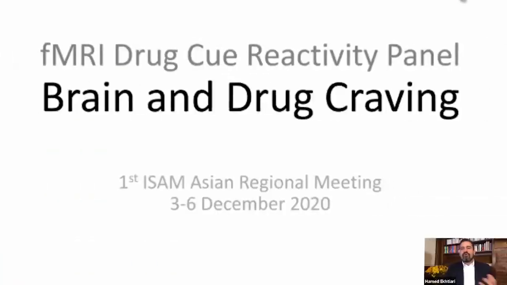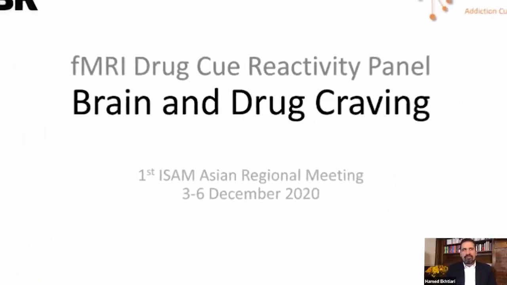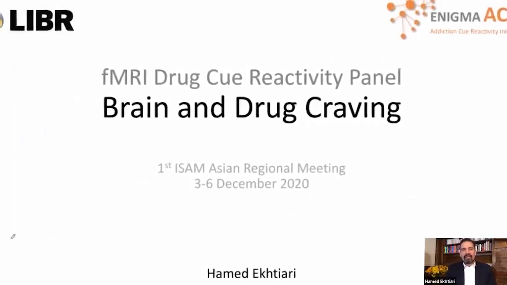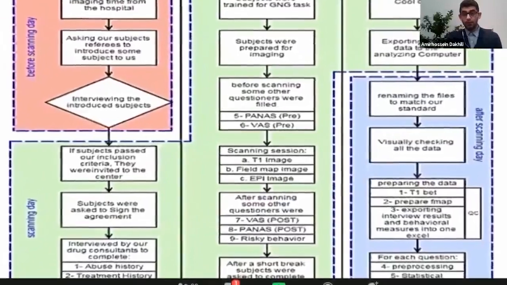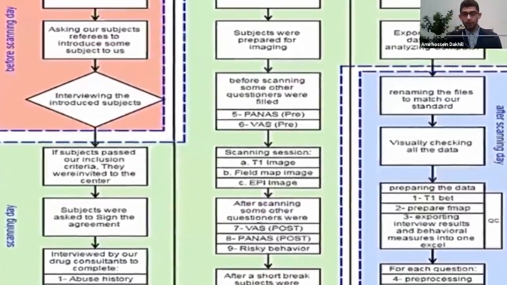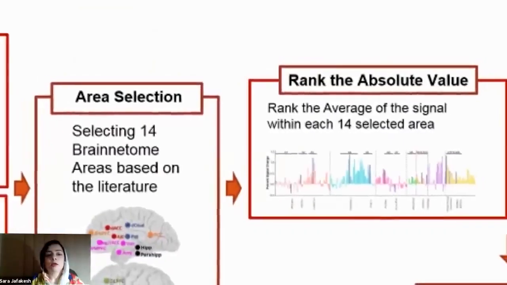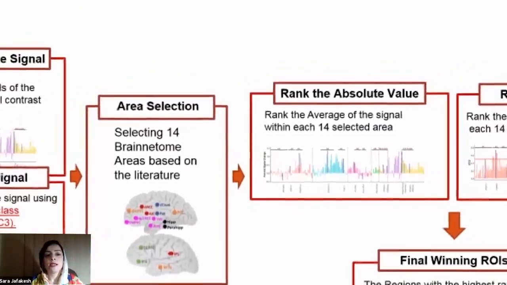Let me just give you an overview about what we are doing in the field of fMRI drug-cue reactivity, which is one of the really exciting fields in addiction medicine and affective neuroscience in general. This is the pipeline of the study, and it's important to have a clear and explicit research protocol for an FDCR study. This is the block diagram of our model.